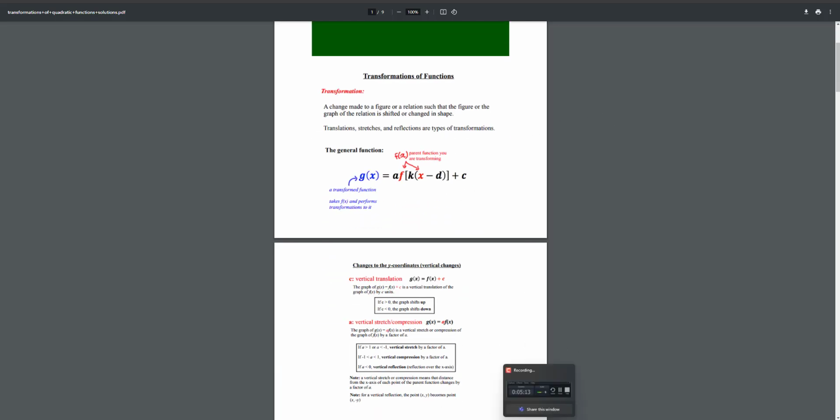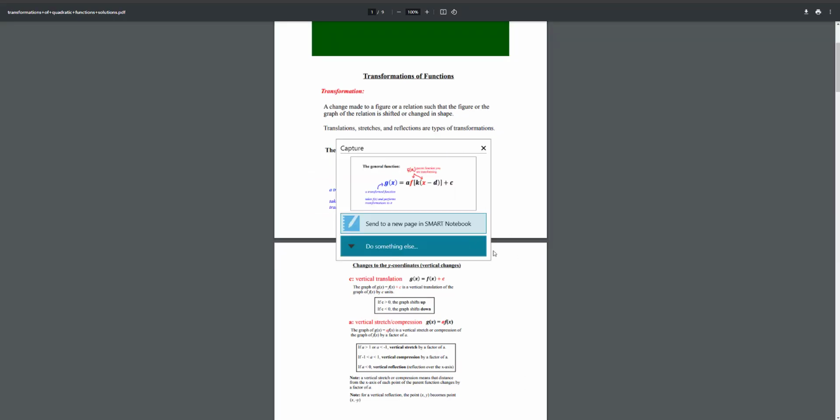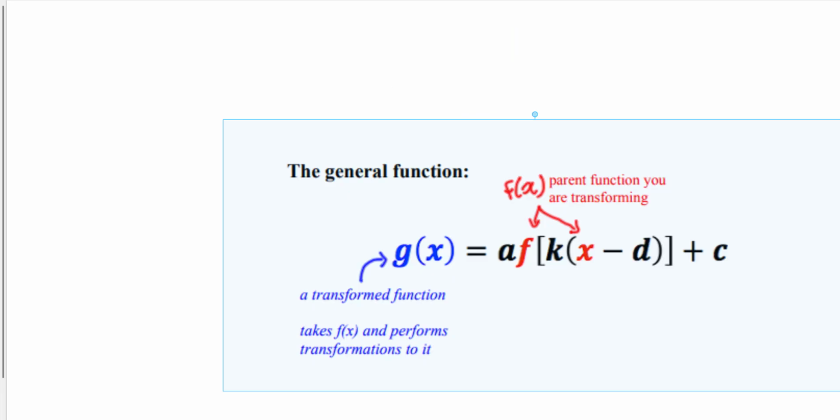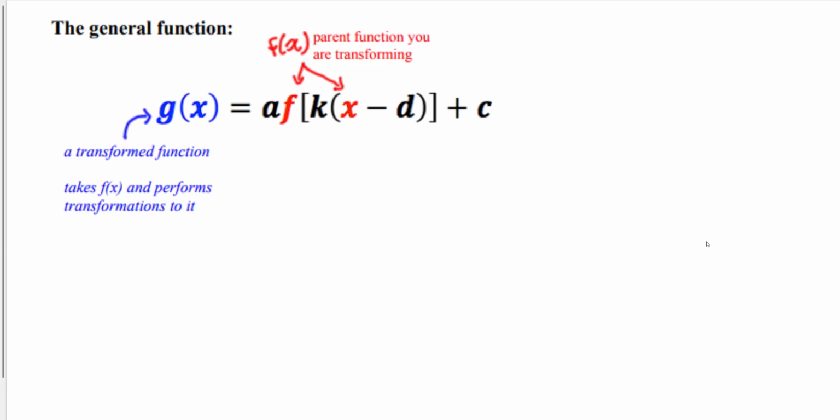So let's start with the basics. All right, so here is our general function. We have function g of x. It's just function notation. It's just function g. It doesn't really matter. And it's equal to function f. You can see function f is in the red. And these letters in black, a, k, d, and c, if you remember from grade 10, are your transformations. So your transformations come in a few different forms.